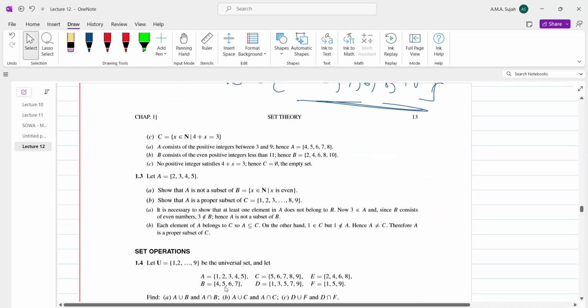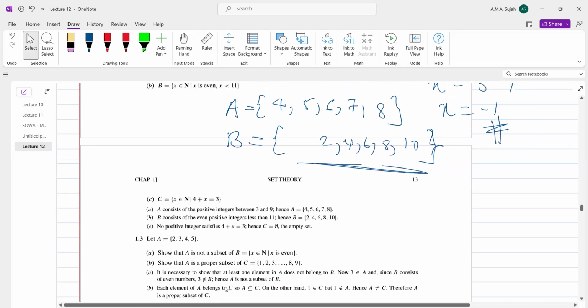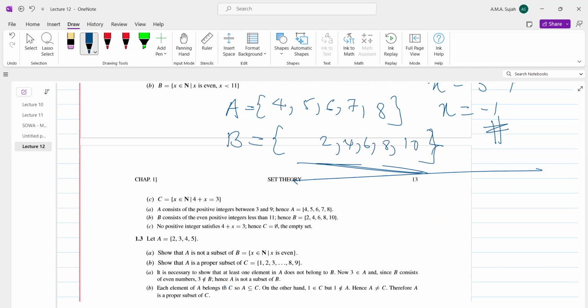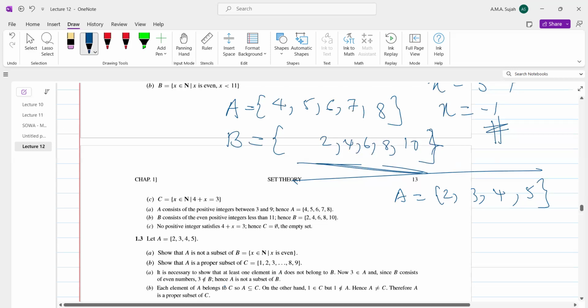So how about the third one? Here in the third question, 1.3, they are giving A as a set with elements 2, 3, 4, 5. The first one: show that A is not a subset of B. So they are asking what we need to show: A is not a subset of B.